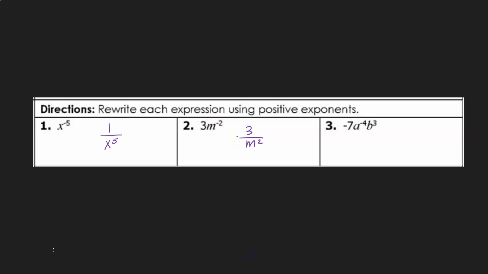So negative 7a to the negative fourth, b to the third, becomes negative 7b cubed over a to the fourth, because everything with a negative exponent becomes positive, but it goes to the opposite of where you started. So this was the numerator, it goes down to the denominator. All right, moving on.